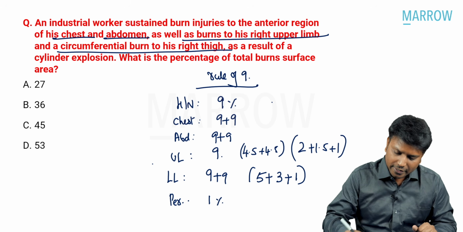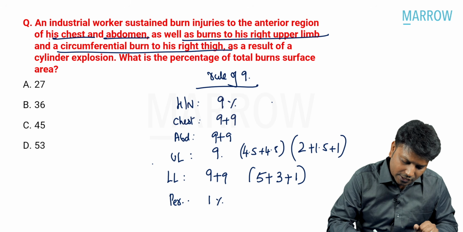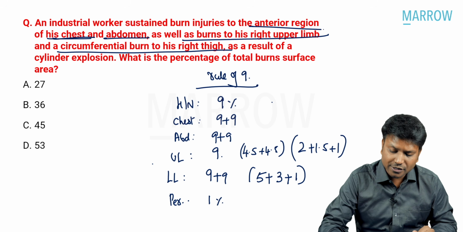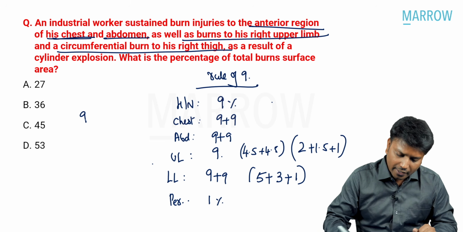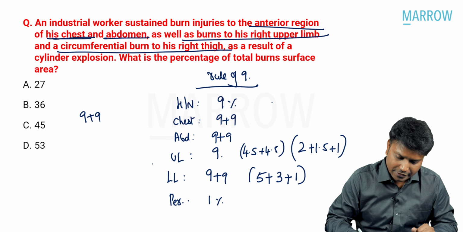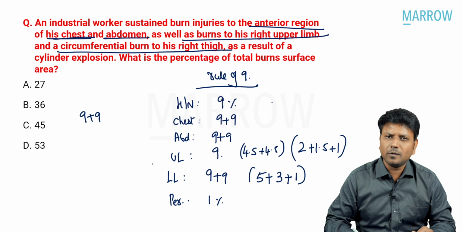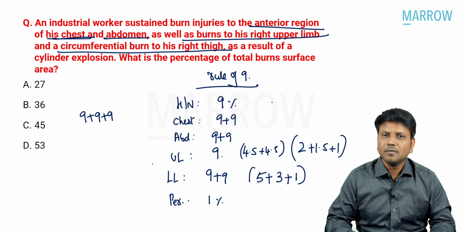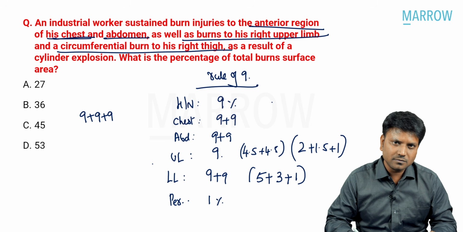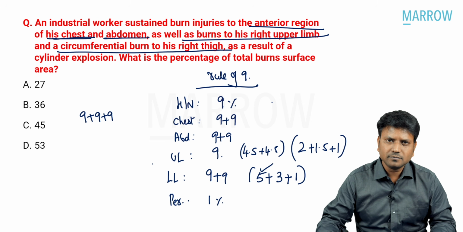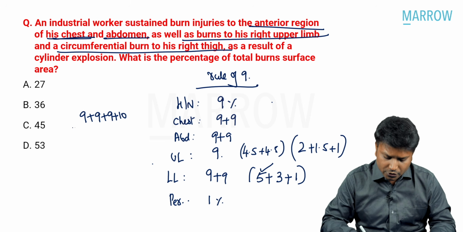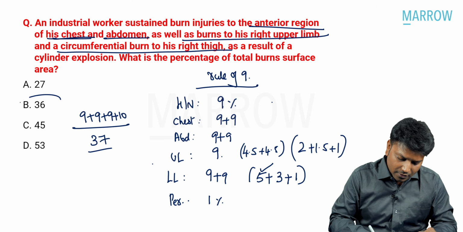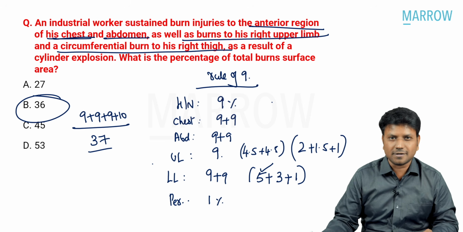Now what is asked here: the burns involved the anterior region of the chest, only the front, so 9%. The anterior abdomen is another 9%. The right upper limb, they did not tell you whether it is front or back, so let's take both front and back as affected, another 9. A circumferential burn involving the right thigh: the thigh is 5, and circumferential means both front and back, so 5 plus 5 is 10. Totally it comes to around 37. The closest option is 36, which will be chosen as the answer.